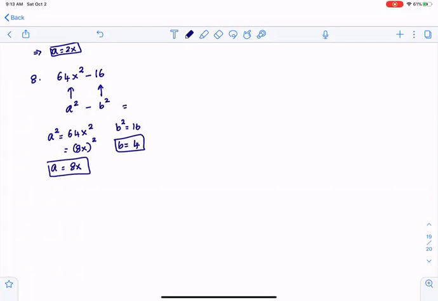And we know a squared minus b squared is a plus b times a minus b. A is 8x, b is 4. So we can write it as 8x plus 4 multiplied by 8x minus 4.